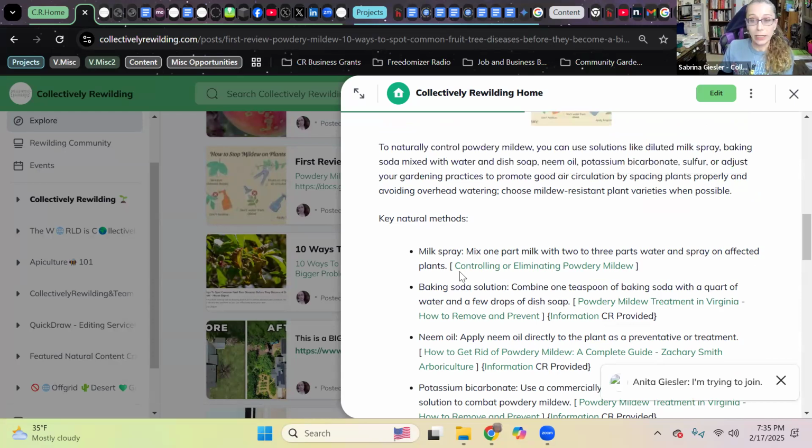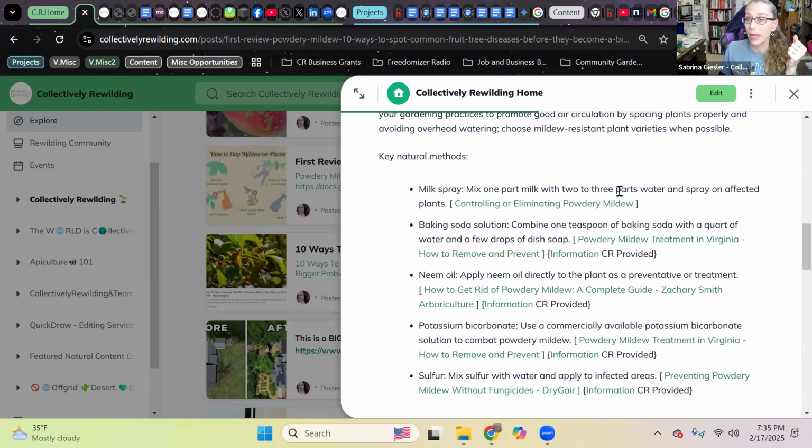This here is just the article that is about milk spray. These are the articles that the Google Chrome AI service put together for you. Obviously, milk spray, that's natural. We don't need to tear that one apart much.